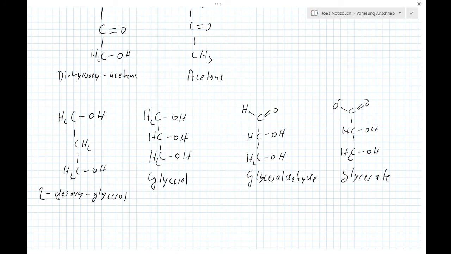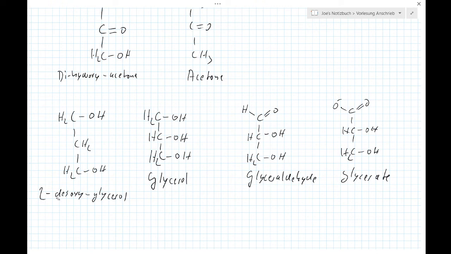It must be the C in the middle. I just removed a hydroxyl group. Whether you would now name this molecule 2-desoxyglycerol is a matter of debate. Of course, you could also name it propane-1,3-diol. That doesn't matter, but it's not wrong to name it 2-desoxyglycerol.